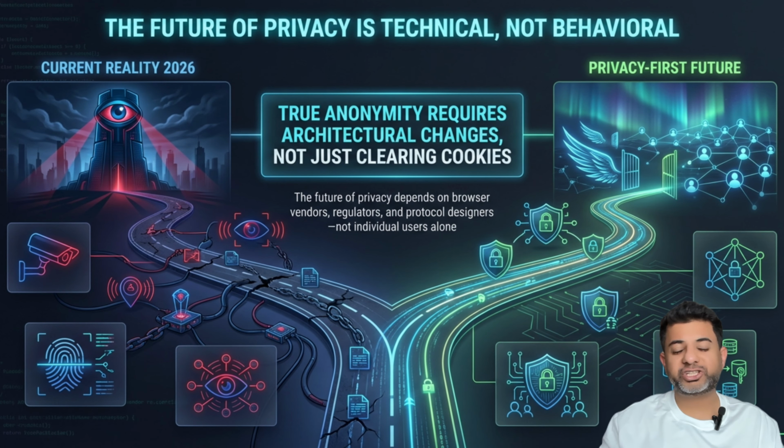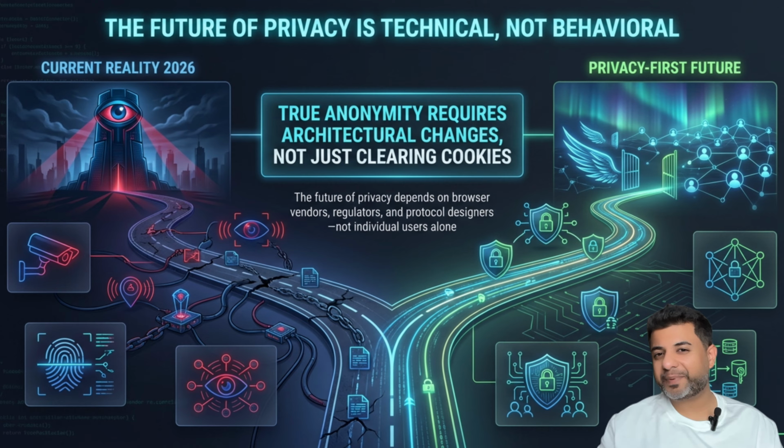Now, we have reached a critical crossroads. The death of anonymity isn't inevitable, but it requires systemic change, not individual action. Look at these two paths. On the left, our current reality in 2026, a surveillance infrastructure so pervasive that privacy is an illusion. Fingerprinting, behavioral tracking, and algorithmic profiling have created a digital panopticon. On the right, a privacy-first future.